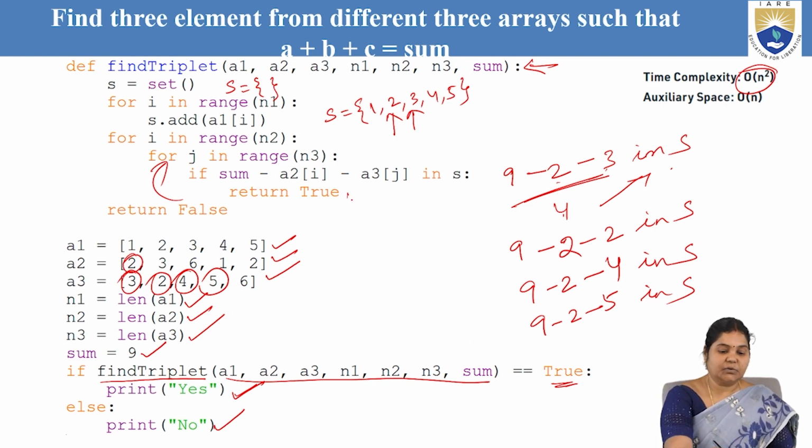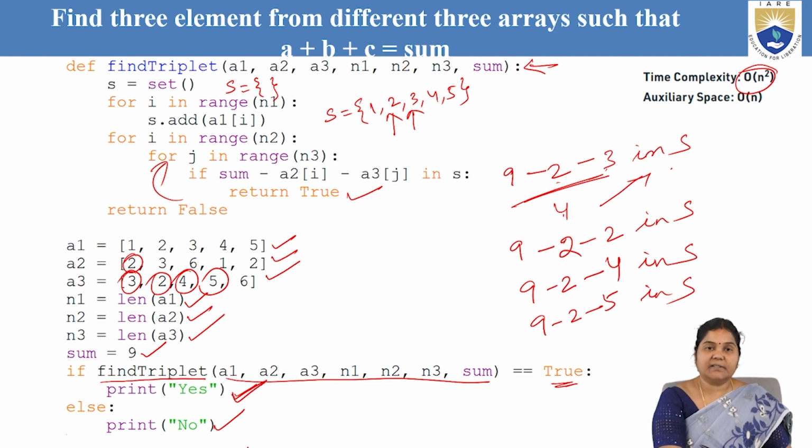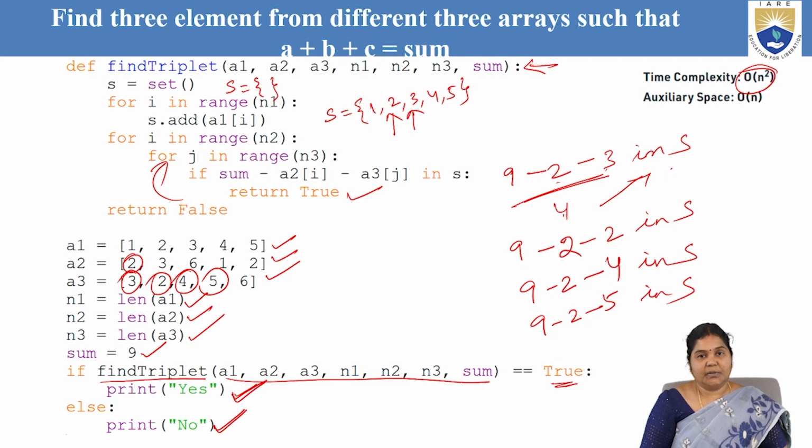So if it returns true, then print yes. If it returns false, then print no. So this is the way we can choose 3 different elements from 3 different arrays so that their sum is equal to the given sum.